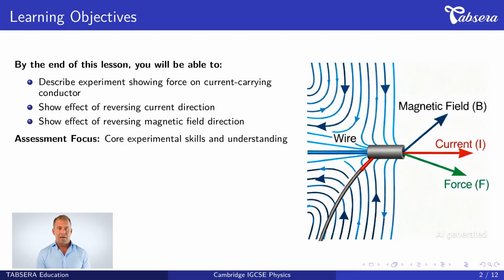Third, show the effect of reversing magnetic field direction. This demonstrates how field orientation influences the force. These objectives align with Cambridge IGCSE assessment, focus on experimental skills and core understanding.